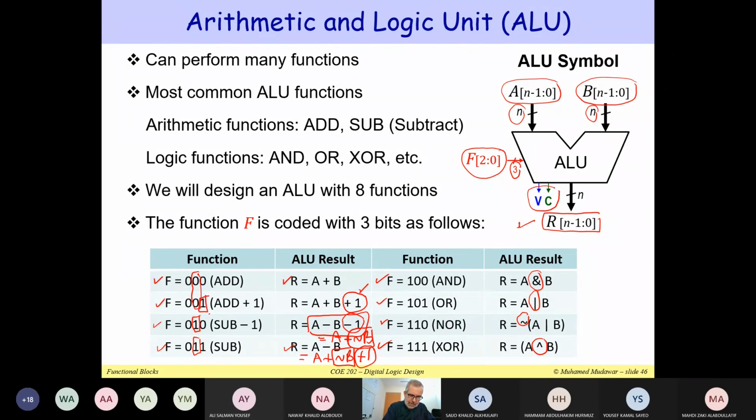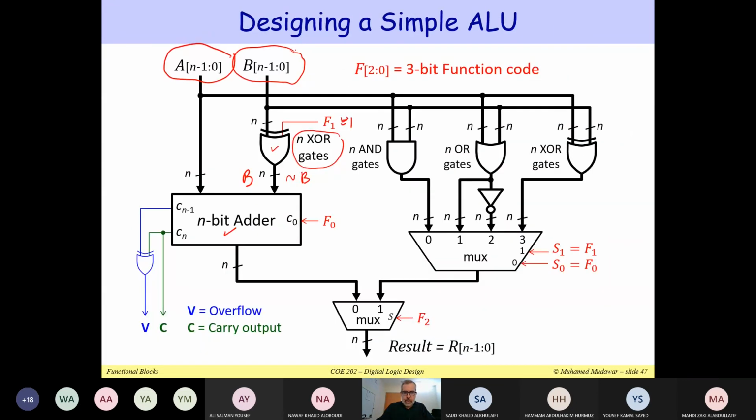So notice that here I have F0 equal to 1. I can connect F0 to C0. So if F0 equals 1, we are adding +1. If I would like to say A minus B, it will be A plus not B plus 1. So F0 here will be equal to 1, and this will be A plus the 2's complement of B, and this will calculate A minus B.